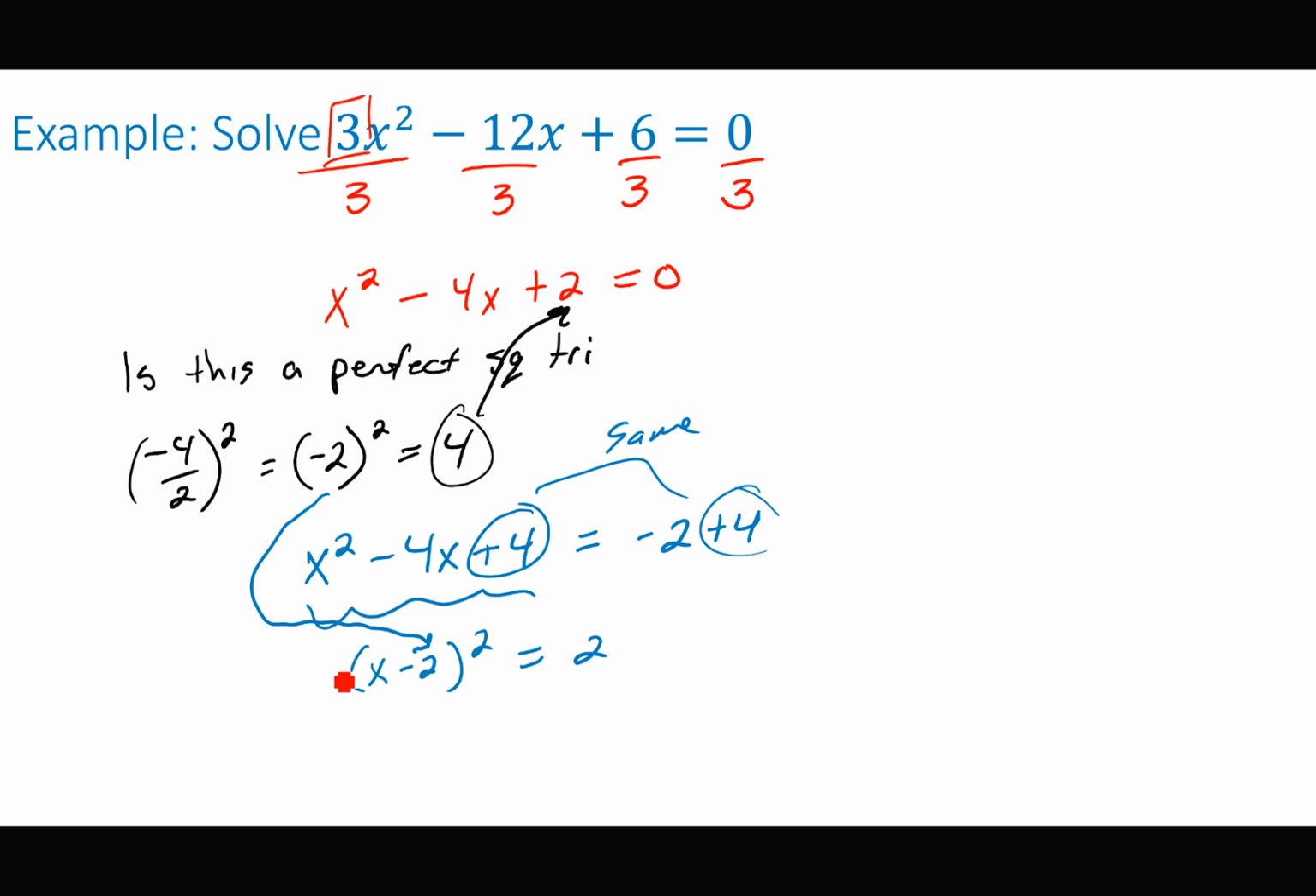In order to solve this, I'm going to do square roots on each side. So I have x minus 2 equals plus or minus square root of 2. So therefore, if I add 2 to each side, I'm going to have x equals 2 plus or minus square root of 2.